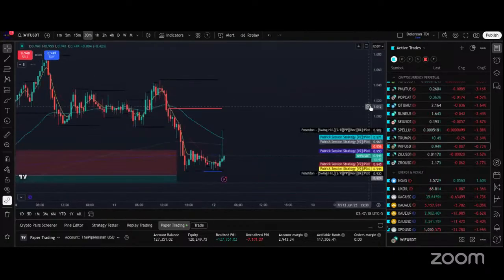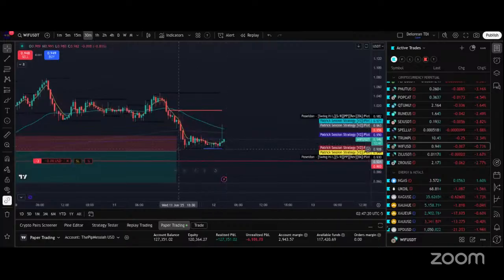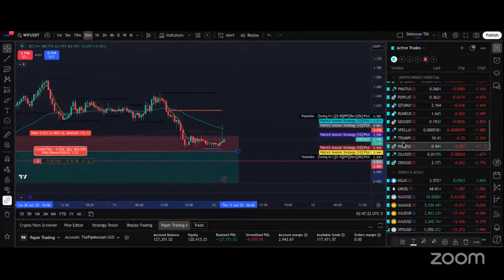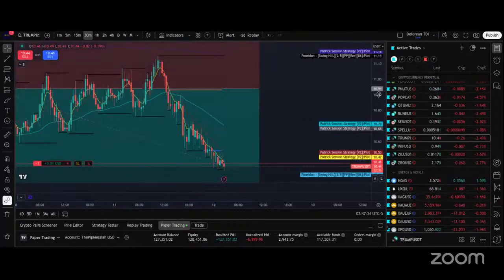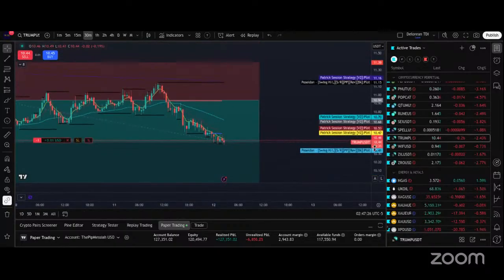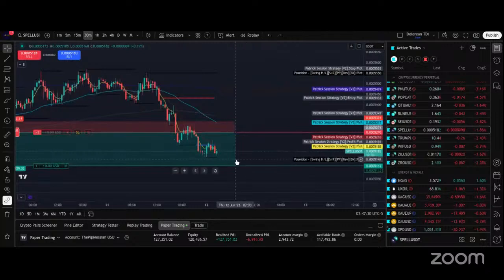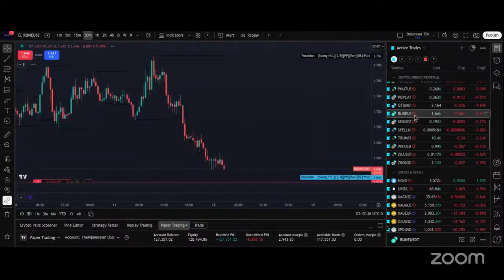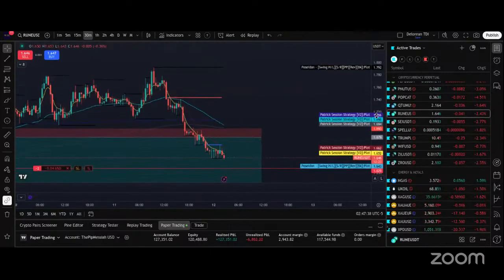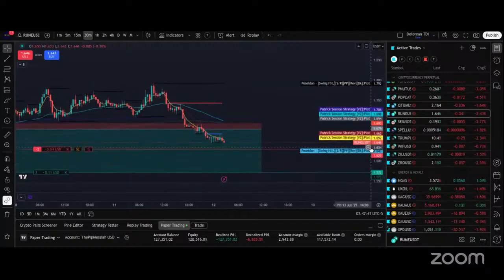I was in WIF on a sell. I got out of it to get in these buys. I was in Trump USD on a sell, did the same thing. I was in Spell USDT, did the same thing. That's actually about to hit take profit, so I should have stuck to it. And I believe the last one I was in was Room versus USDT. That's also on its way to take profit. So, yeah.